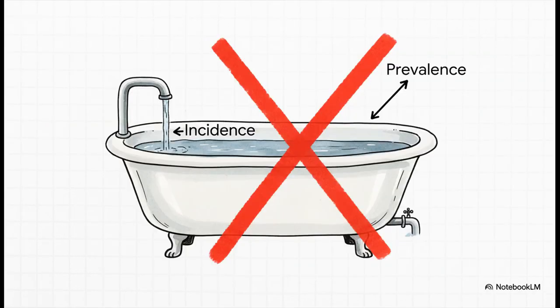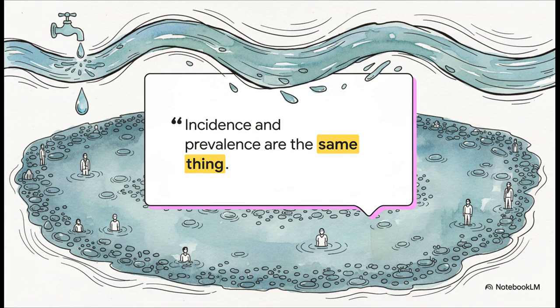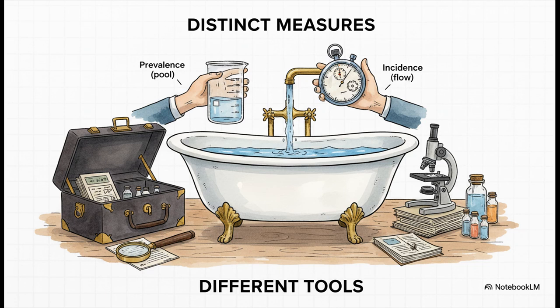And if we go back to our bathtub, this would be like saying the whole pool of water is what's coming from the tap. It doesn't make any sense, right? Remember, incidence is the flow, not the pool. Next up is the idea that these are just two fancy, interchangeable words. Since they're often reported together, it's pretty easy to assume they just mean the same thing. Not at all. As we just saw with the bathtub, one tells us how fast the problem is growing, that's the flow, while the other tells us how big the problem is right now, that's the pool. They're two totally different but equally important tools.